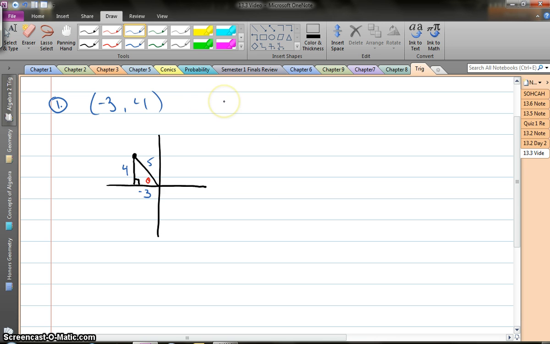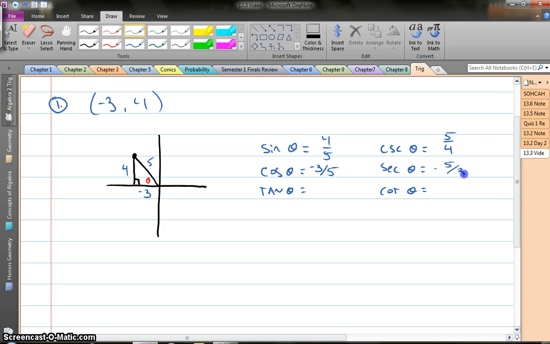Now we're going to set up all 6 of our trig functions. So we have sine of theta, cosine of theta, tangent of theta, cosecant of theta, secant of theta, and cotangent of theta. Sine of theta is opposite over hypotenuse, so 4 over 5. We know cosecant is the reciprocal of sine. The cosine is adjacent over hypotenuse, so -3 over 5. The secant is the reciprocal, so -5/3.